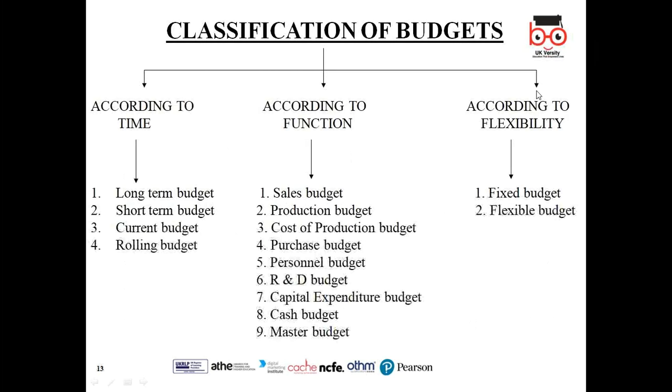Okay, so now we are looking at the classification of budget. How can we classify the budget? According to the time: long-term budget, short-term budget, current budget, or rolling budget. Then according to the function: sale budget, production budget, cost budget, purchase budget, personnel budget. So these are all according to the function. Then according to the flexibility, we can say fixed budget or flex budget.